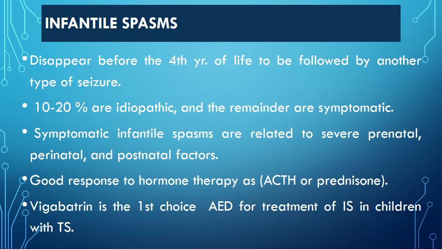The treatment of infantile spasm is mainly by corticosteroid or ACTH. The antiepileptic medication called vigabatrin is the first choice antiepileptic drug for treatment of infantile spasm in children with tuberous sclerosis.